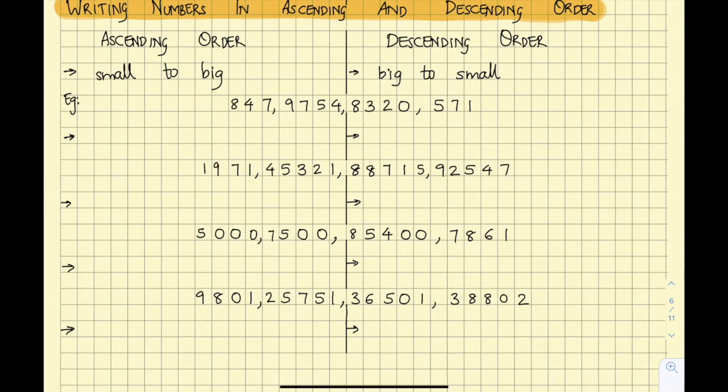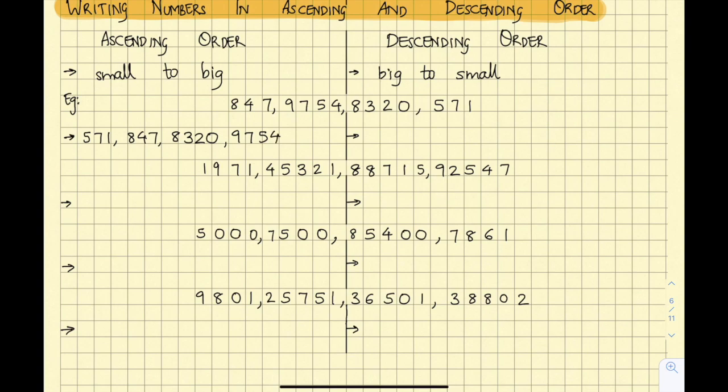So in the first example we have 847, 9,754, 8,320, 571. So if we compare out of all these four numbers, the smallest number you will see is 571. So in ascending order we'll be writing first 571. Then we have the next bigger number 847. Then we have the next bigger number as 8,320 and the biggest number is 9,754. So this is small to big, ascending order.